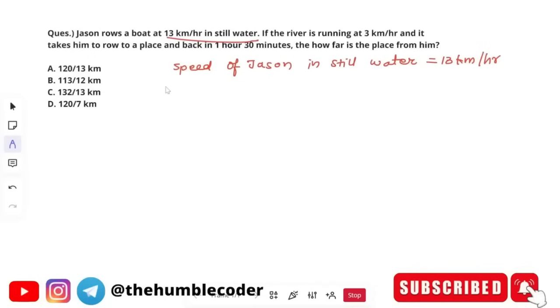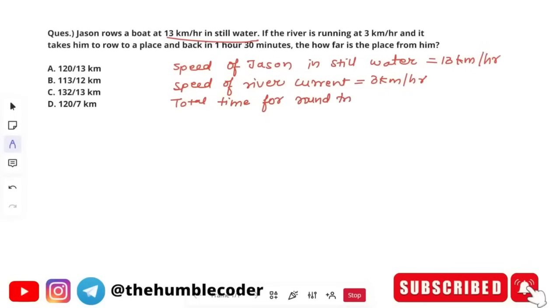Next data that is given to us is the speed of the river current. Okay, the current speed of the river is 3 km/h. So the total time for the round trip is given as what? In the third sentence, 1 hour and 30 minutes. Okay, these are the three data that are given to us, and we need to find how far the place is from him.